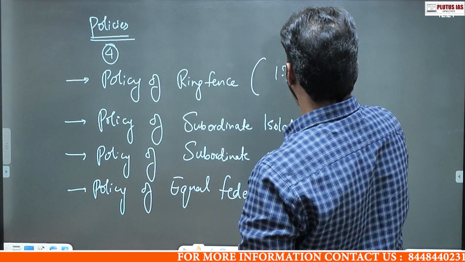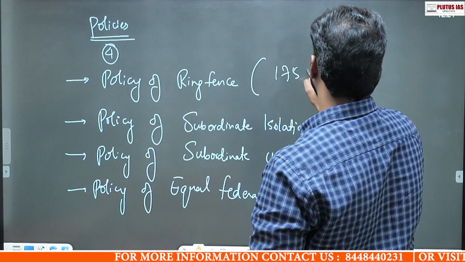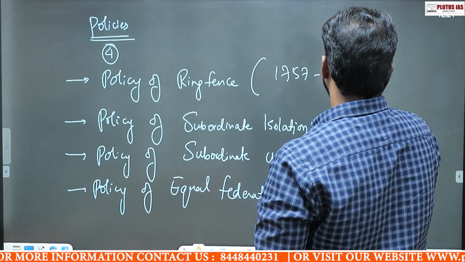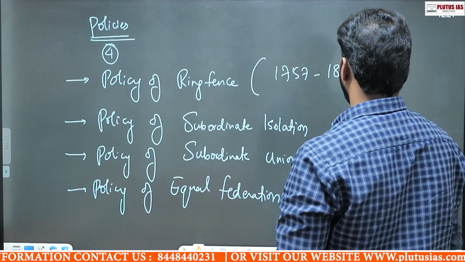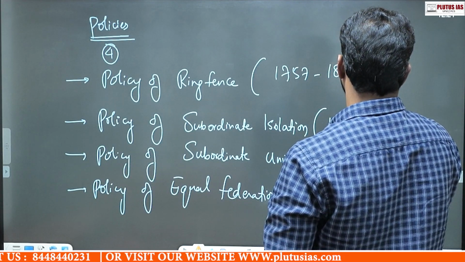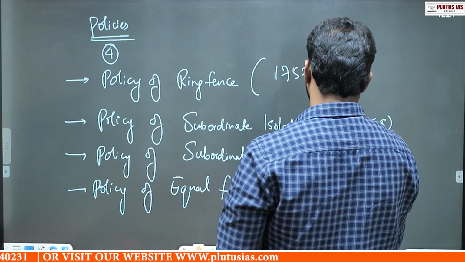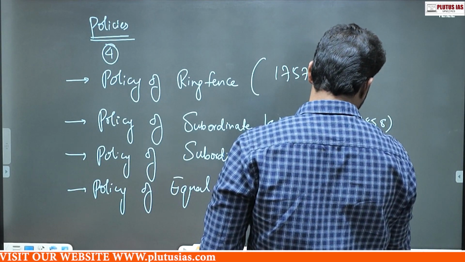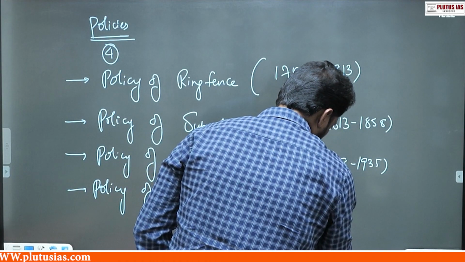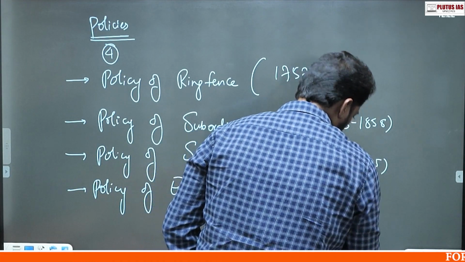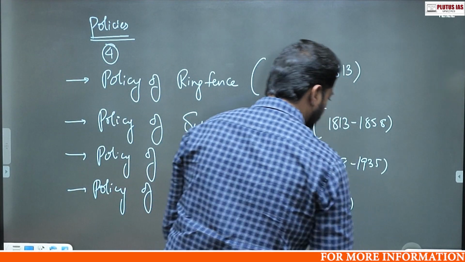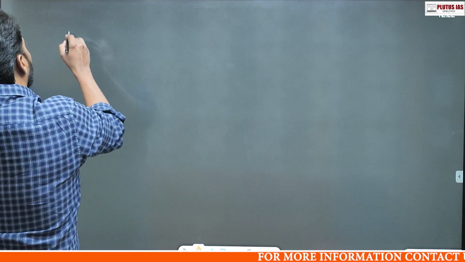That is policy of ring fence, 1757 to 1813, then 1813 to 1858, 1858 to 1935, and 1935 to 1947. So these are the four policies. Let us see them one by one.